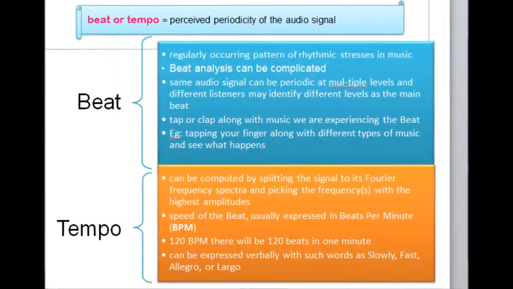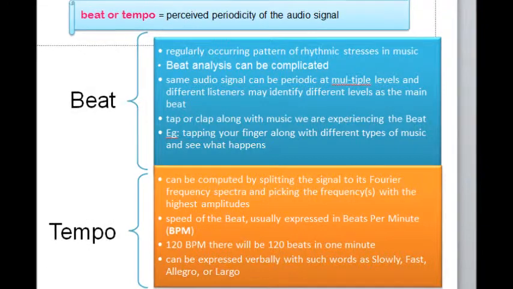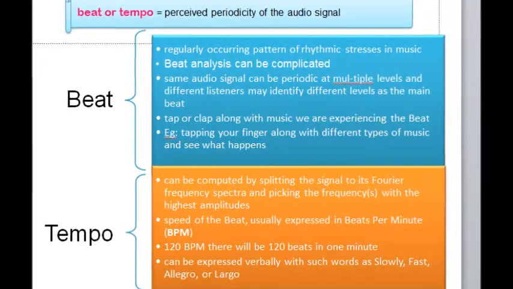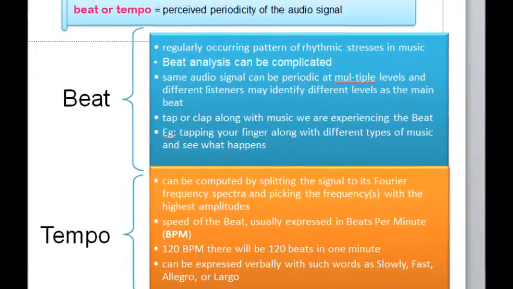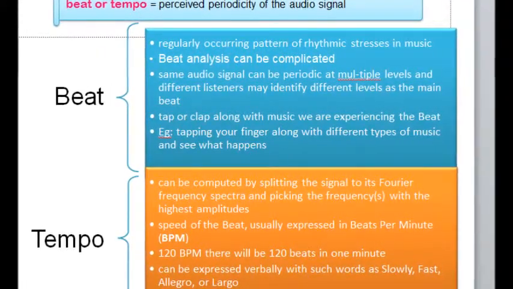Beat is a regularly occurring pattern of rhythmic stress in music, and tempo is the speed of the beat, usually expressed in beats per minute or BPM.